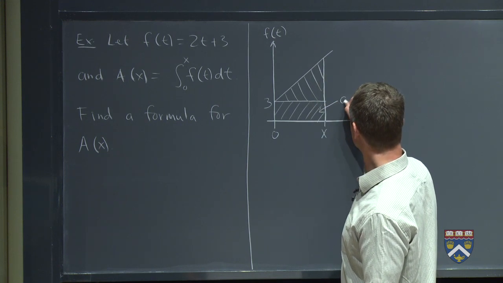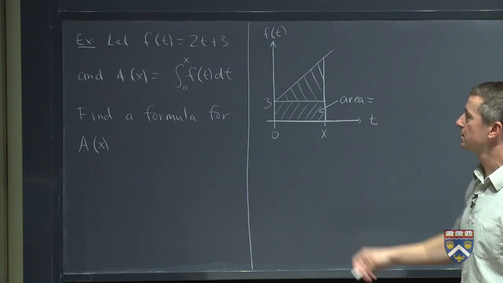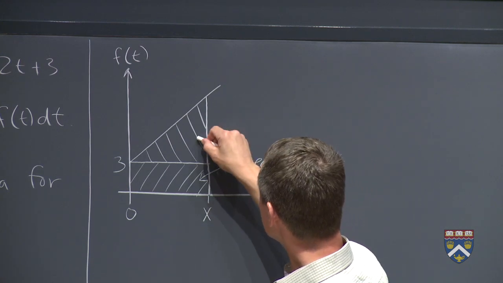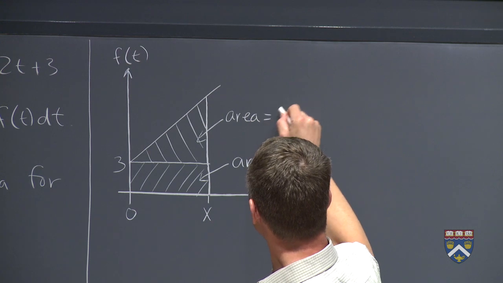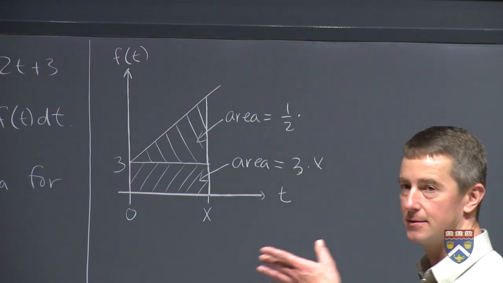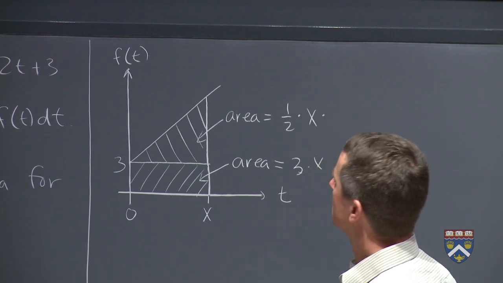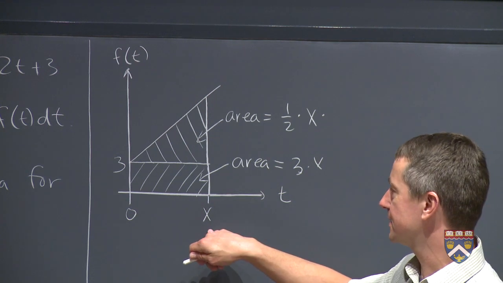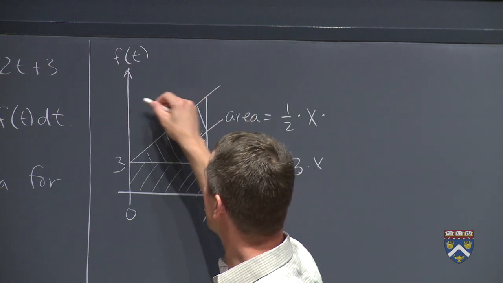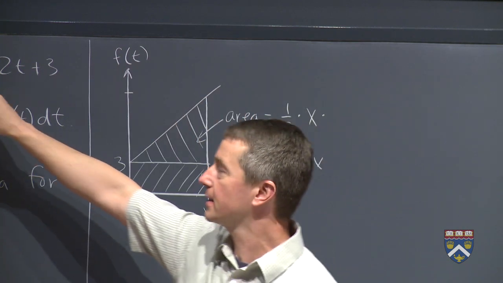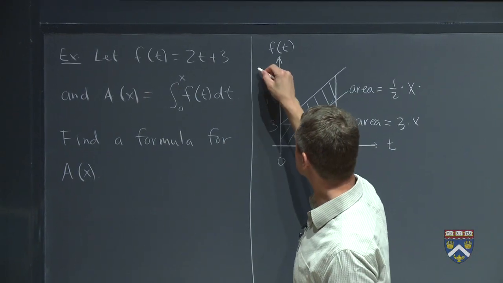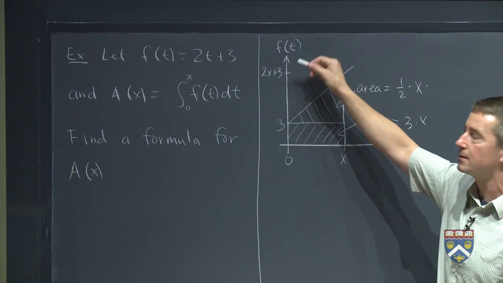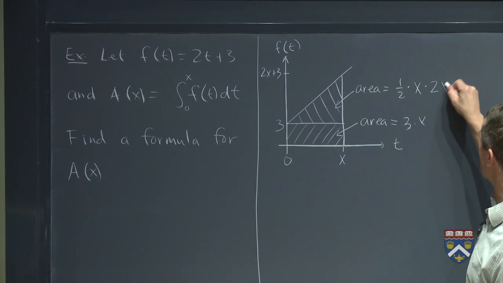So what's this area? This is a rectangle. Its height is 3. Its width is x. So its area is 3 times x. This is a triangle. So its area is 1/2. The base is x still. And what's the height of this triangle? If I plug x into this formula, f of t, to figure out the y value up there, what do I get? f of x is 2x plus 3. So that y value is 2x plus 3. So what's the height of this triangle? It went from 3 to 2x plus 3, so that's a height of 2x.